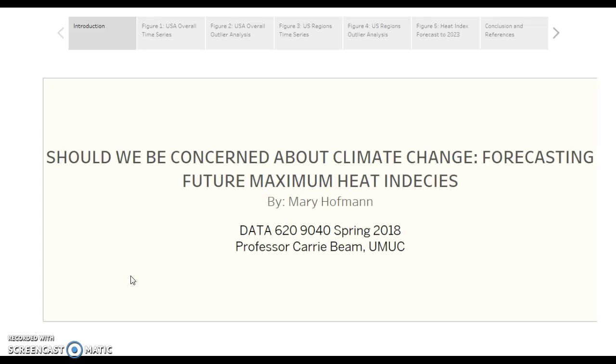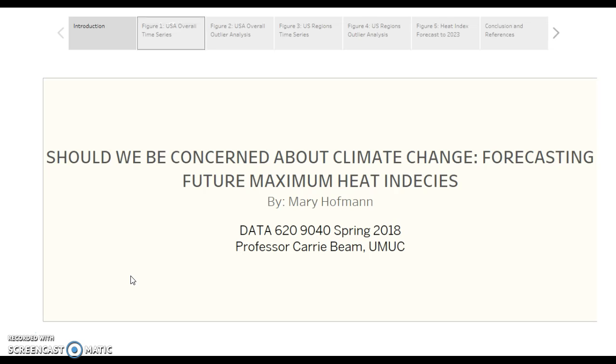And today we are going to be analyzing the current trends of heat indices in the United States and the future forecast of those heat indices. The main goal of this analysis is to determine whether those heat indices are remaining rather steady and consistent over the years and are going to remain steady in future years, or if they are increasing as suggested by growing climate change concerns.